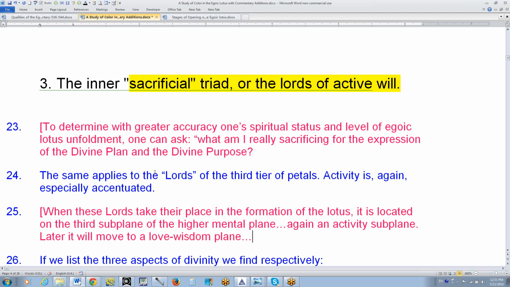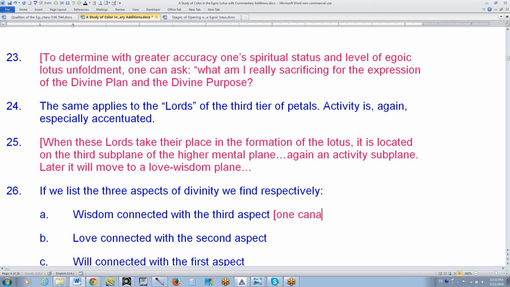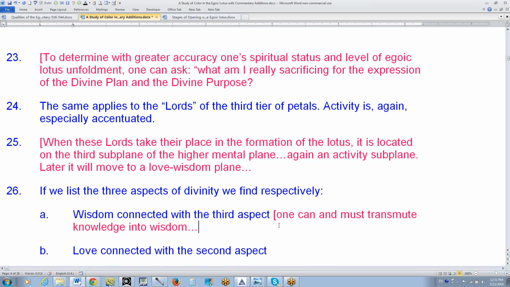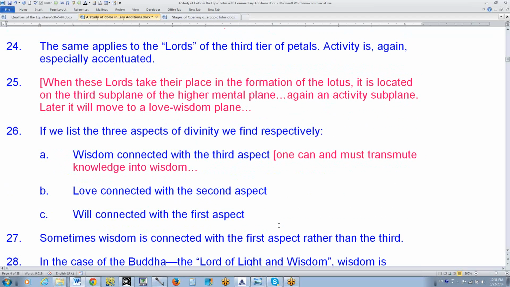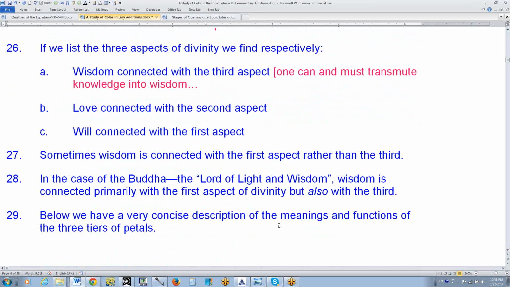So if we list the three aspects of divinity, we find respectively, in this context at least, I mean, with the Buddha, wisdom can also be associated with the first aspect, but wisdom is connected with the third aspect, and indeed, if one can transmute, we often hear knowledge into wisdom. One can and must transmute knowledge into wisdom. Love, of course, is connected with the second aspect, and will with the first aspect again. And as I say, sometimes wisdom is connected with the first aspect rather than the third. In the case of the Buddha, the Lord of light and wisdom, wisdom is connected primarily with the first aspect of divinity, but also with the third.